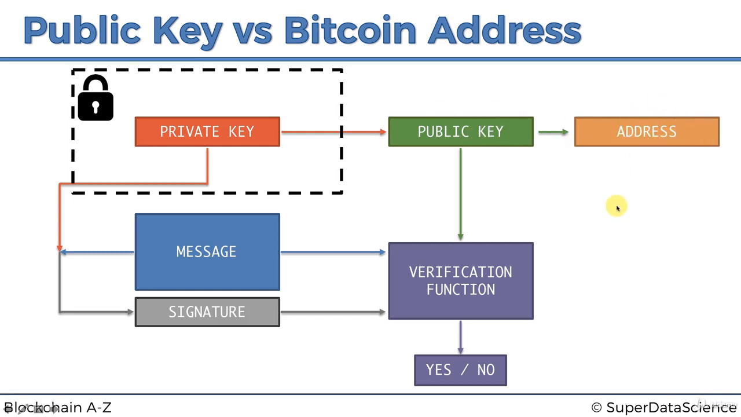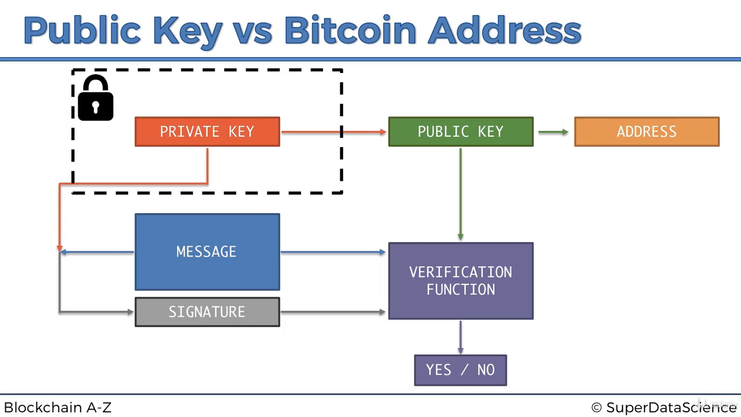But because the collisions are so rare and so unlikely, it's very unlikely that two different public keys will generate the same address. Very, very, very unlikely. And so therefore, again, as many times in this course, we are leveraging the SHA-256 hash function here.